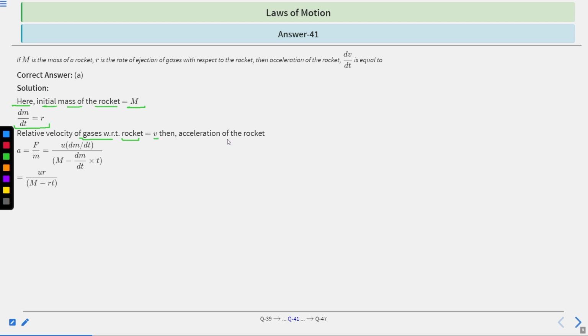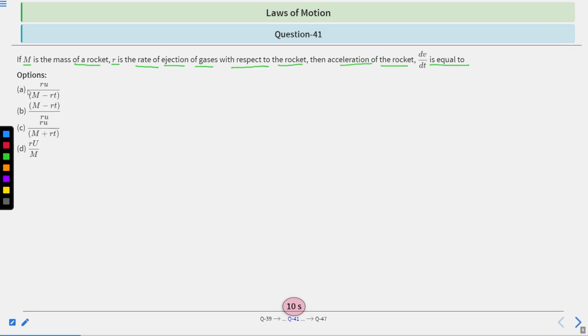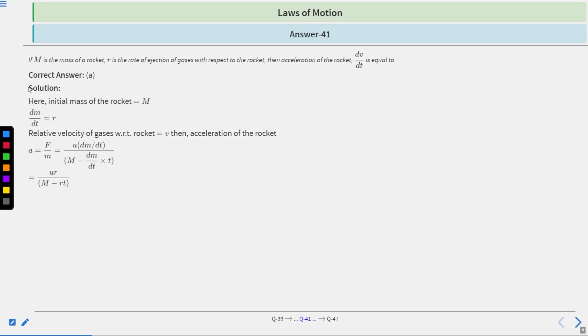Then the acceleration of the rocket a equals F by m. And after putting all the terms F and m in this equation a equals F by m, you will get the answer, which is ur upon m minus rt. Clear? So the correct answer is A. A is the correct answer. Clear?